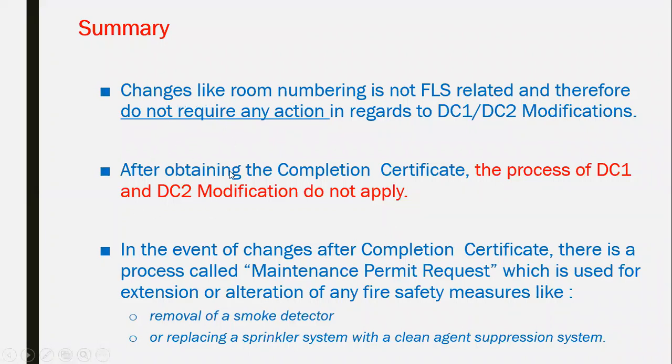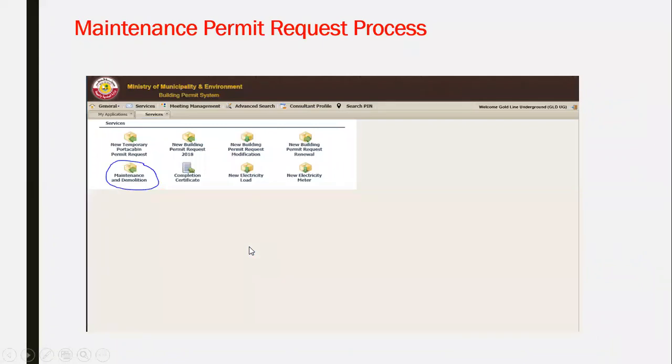We talk about the changes, the small modifications and the modifications for DC1 and DC2. During the operation of the building, some modification might be required, upgrading the system, changing one of the systems, etc. You can go for a maintenance and demolishing modification.